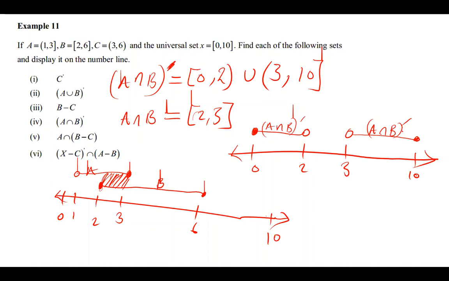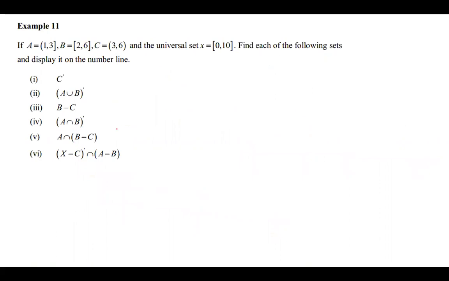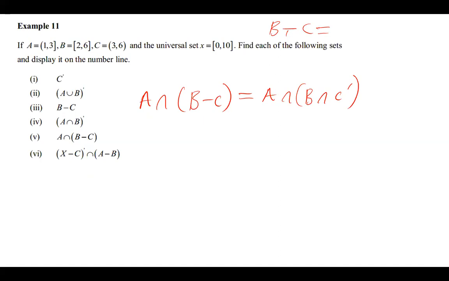Okay, so let us quickly move on to the second last. Hope we don't have questions here. The second last one is A intersection, open brackets, B minus C. This one can also be written as A intersection, and while there is B minus C, we can just put B intersection C complement. We know that B minus C is just the same as B intersection C complement.